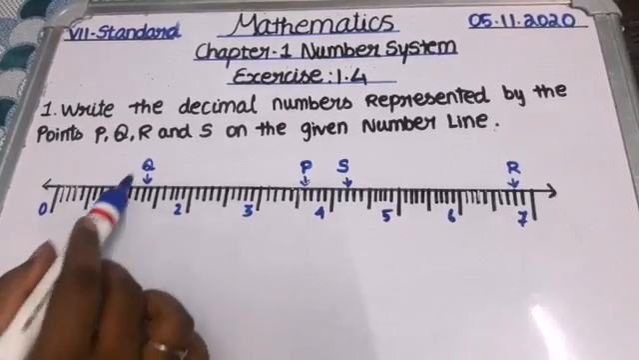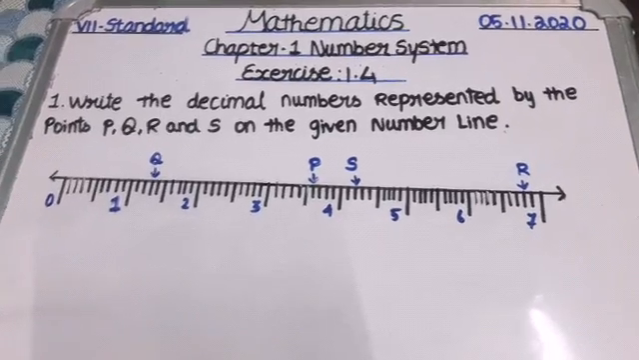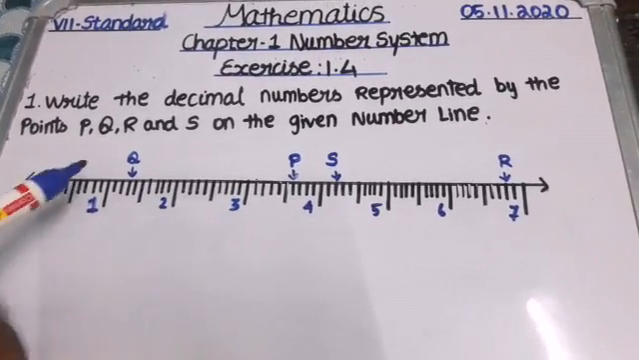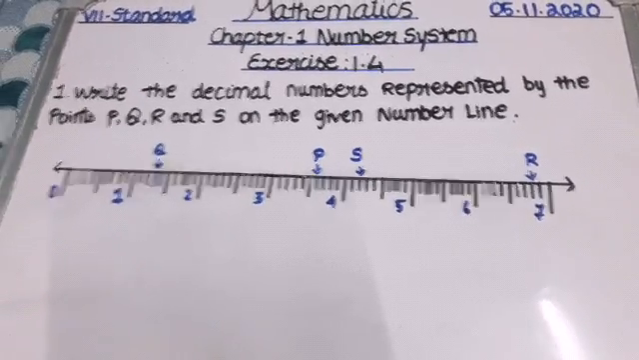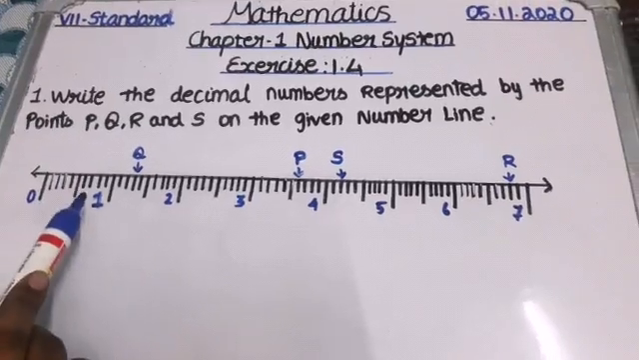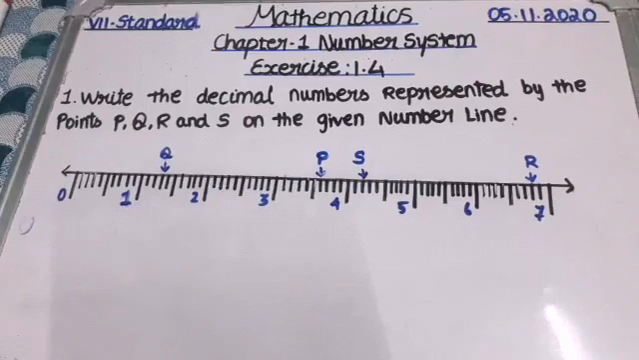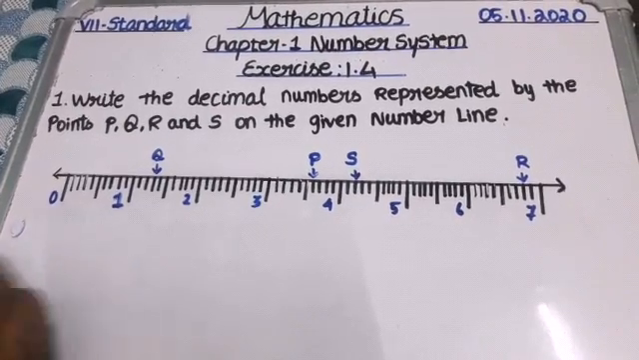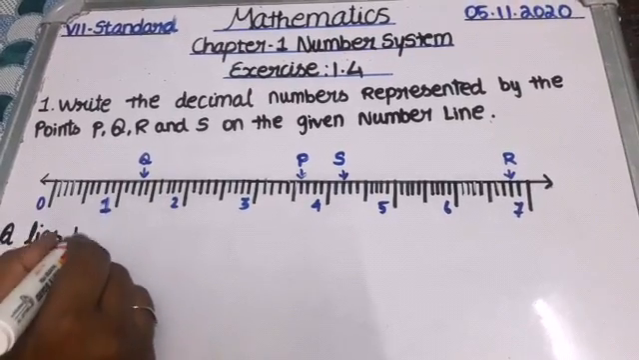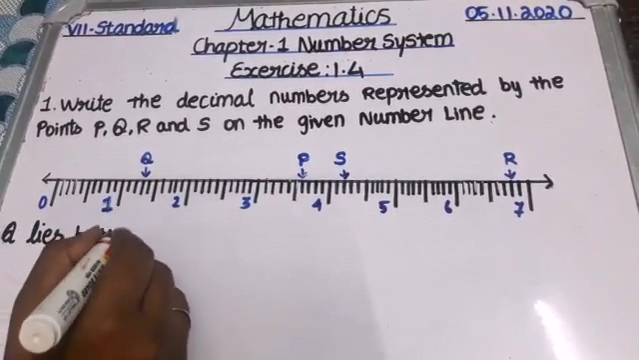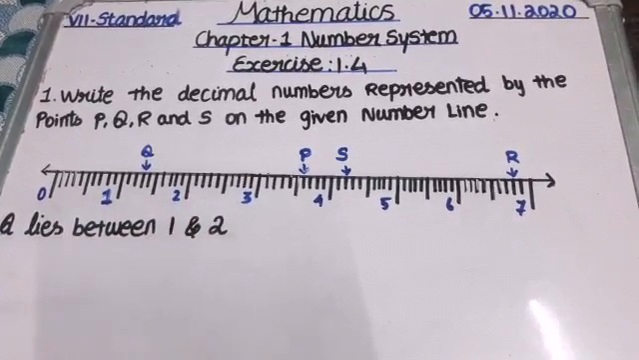So first we find the point Q. For an easier way, you can take which two numbers Q lies between. Good. Q lies between 1 and 2. So first you can write that Q lies between 1 and 2.